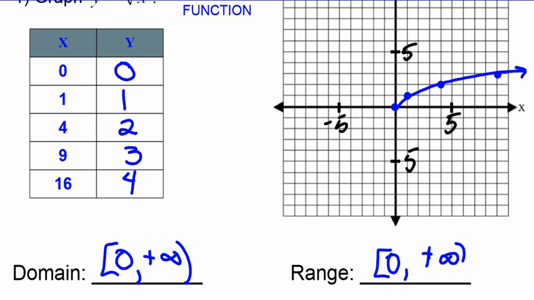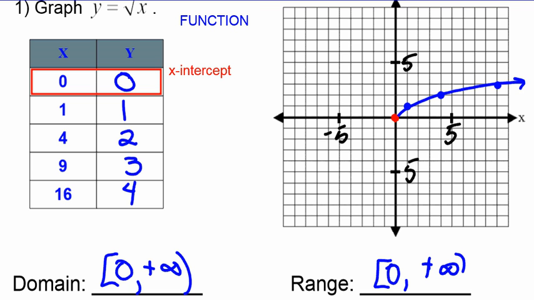Then we can also look for some more key features like x-intercepts and y-intercepts. An x-intercept means that it has an output of 0 or it touches the x-axis. And we can see that we have an output of 0 in our table. We can also see that it's touching the x-axis at 0, 0. So 0, 0 would be an x-intercept. A y-intercept would mean it has an input of 0 and touches the y-axis. And again, at this point here, 0, 0, we have a y-intercept as well.